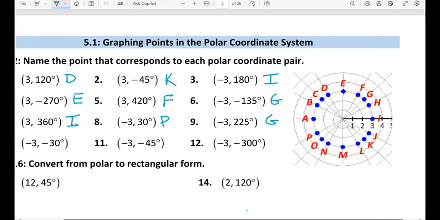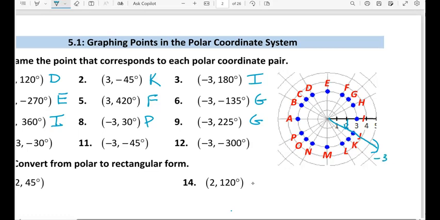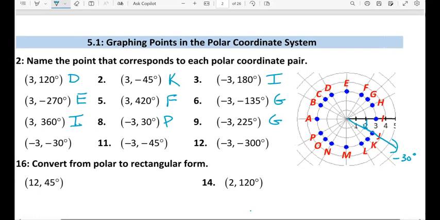For number 10, the angle is negative 30 degrees, so that's a clockwise rotation by 30 degrees. And the radius is negative 3, so it's in the opposite direction, which brings us to point B. For number 11, the angle is negative 45, so that's a rotation from the positive x-axis in a direction clockwise by 45 degrees. And the radius is negative 3, so we go in the opposite direction to point C.